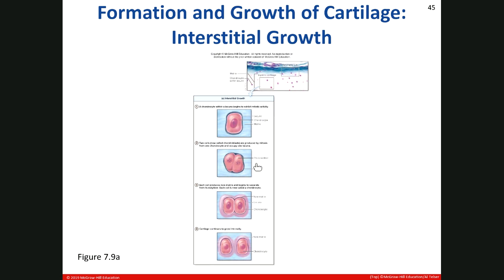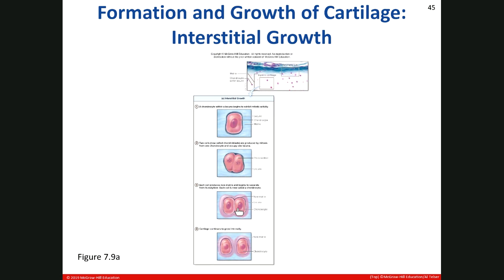At this point, we refer to both of these cells as chondroblasts. So what do chondroblasts do? They make cartilage matrix. That's what these cells are going to do. They're going to start to produce that cartilage matrix all around their bodies. And you can start to see that as they produce new matrix all around the cell, it starts to move the cells apart from one another.